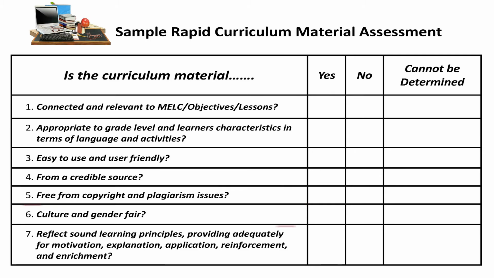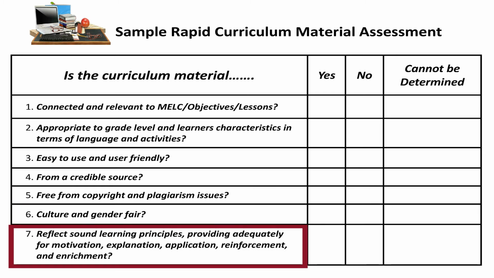Another is, is this material culture and gender fair? That is one big thing that we need to consider. Our materials must be gender sensitive and must be culture fair also. Another is that curriculum materials must reflect adequate motivation, explanation, application, reinforcement, and enrichment. That is just an example of how we will assess particular materials.